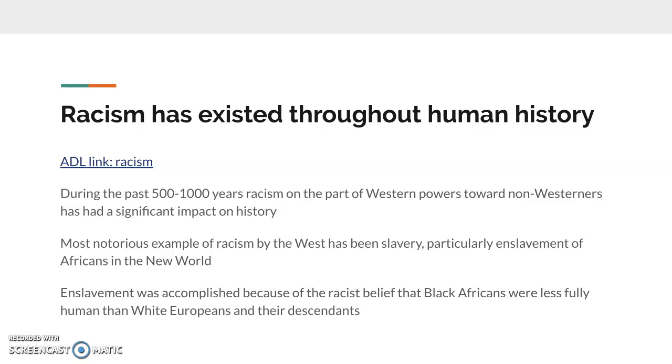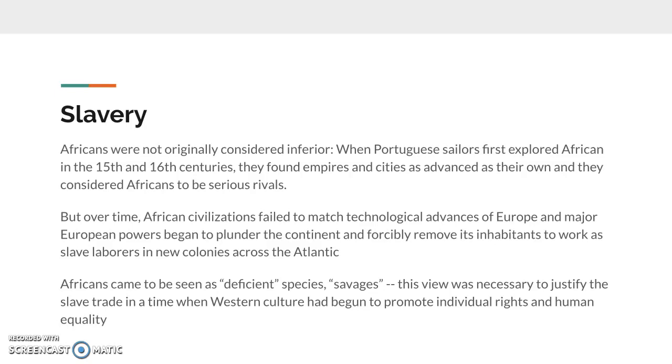So enslavement was accomplished because of the racist belief that Black Africans were less fully human than white Europeans and their descendants. And this is where we're getting to the fallacy part, because all these Europeans believed that any Black person was genetically inferior and therefore not fully human. And that's what allowed them to do the horrible things that they did to Black people, because that was their belief. But Africans were not originally considered inferior.